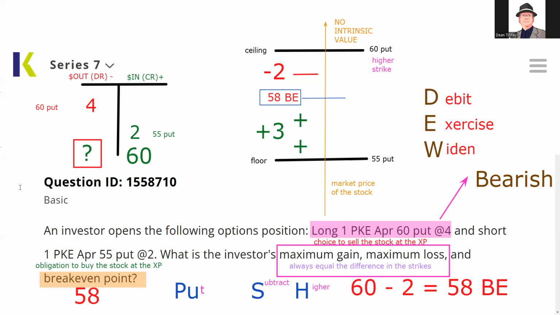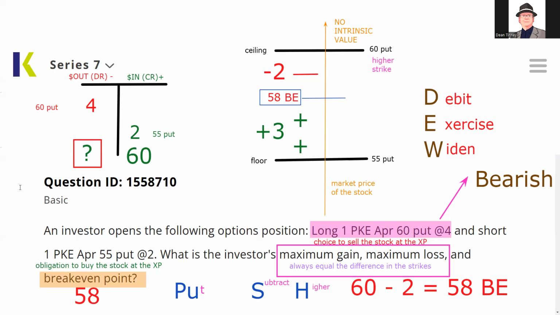Max gain, max loss always equals the difference in the strikes. Here it's 5. So we're either going to have the debit or credit by netting the premium. So if it's a debit, we got our loss and the balance is our gain. If it's a credit, our gain, the balance is our loss. Here we spent 2. The spread is 5, or the difference in the strikes is 5. We make 3. We've got to be able to do break even, push, put, subtract from the higher, and then we've got to determine bullish or bearish.